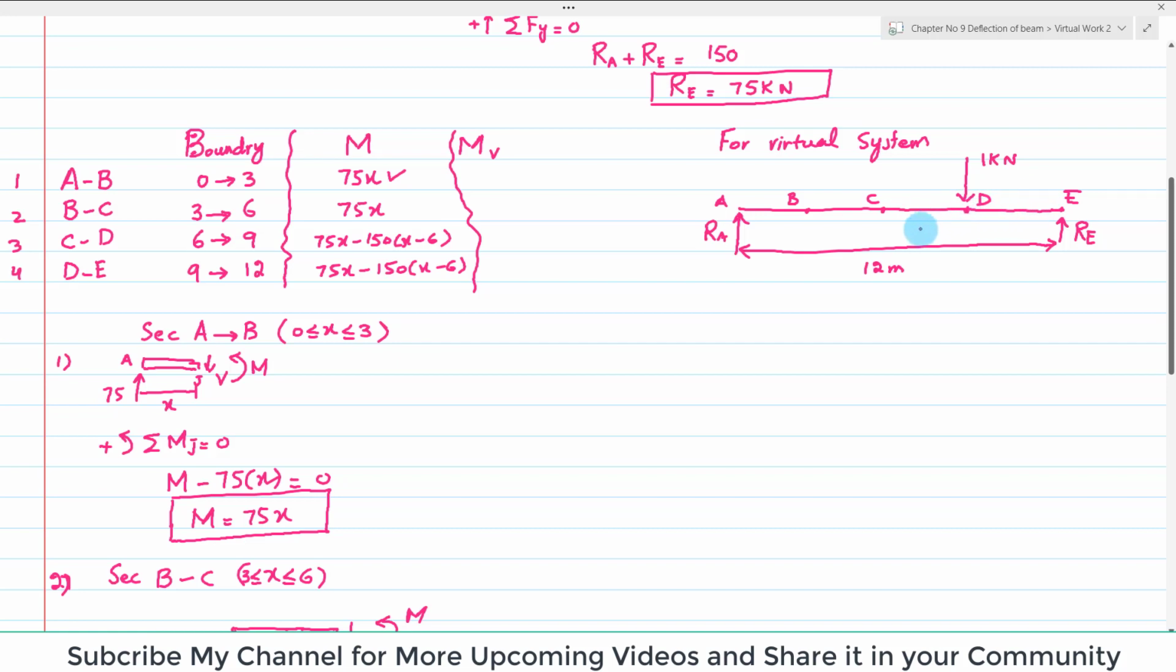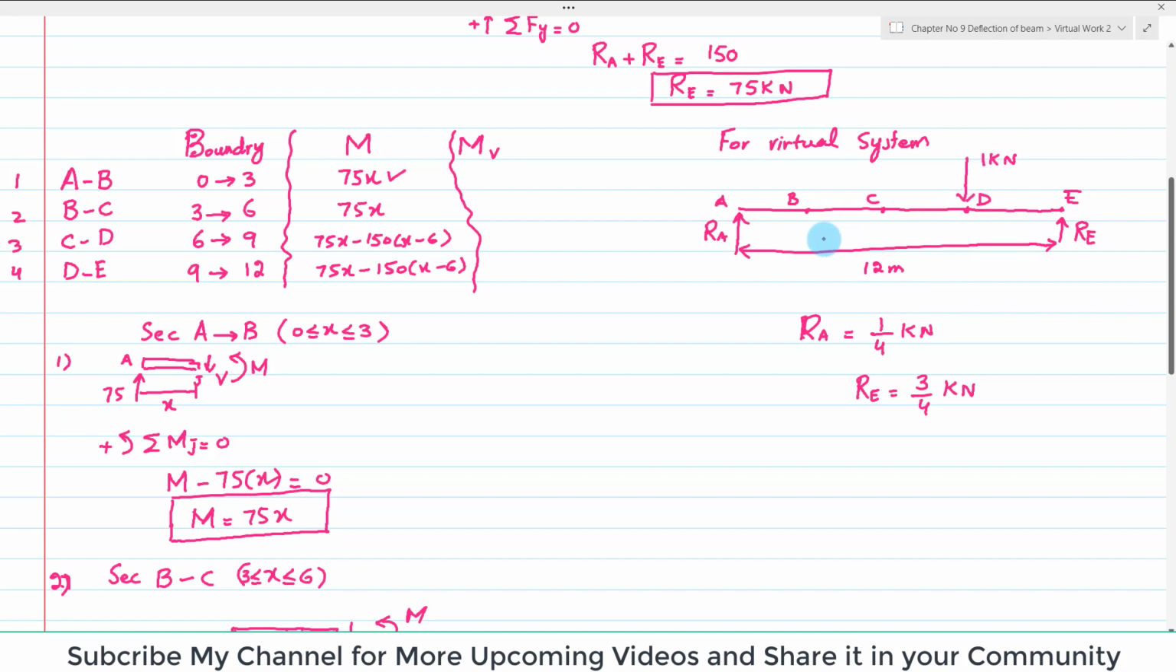Okay, when you apply the equation of moment for the equilibrium condition in order to find the reaction forces at points A and E, I will not solve it, it's very easy. RA will be equal to 1 over 4 kilonewton, and RA plus RE is equal to 1 kilonewton, so RE will be equal to 1 minus 1 over 4, which is 3 by 4 kilonewton. So this is the reaction force for this virtual load.